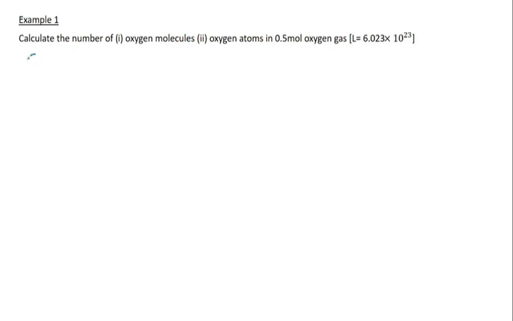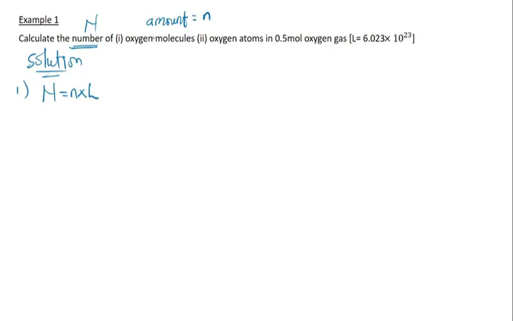Alright, so let's go ahead and write down our solution. First of all, we have been asked to calculate the number of oxygen molecules. So we know capital N is equal to small n multiplied by L. And we know capital N is the number. So whenever we hear number, we know it's the capital N. If we hear amount of substance, we know it's small n. So let's know that. Number of something is capital N.